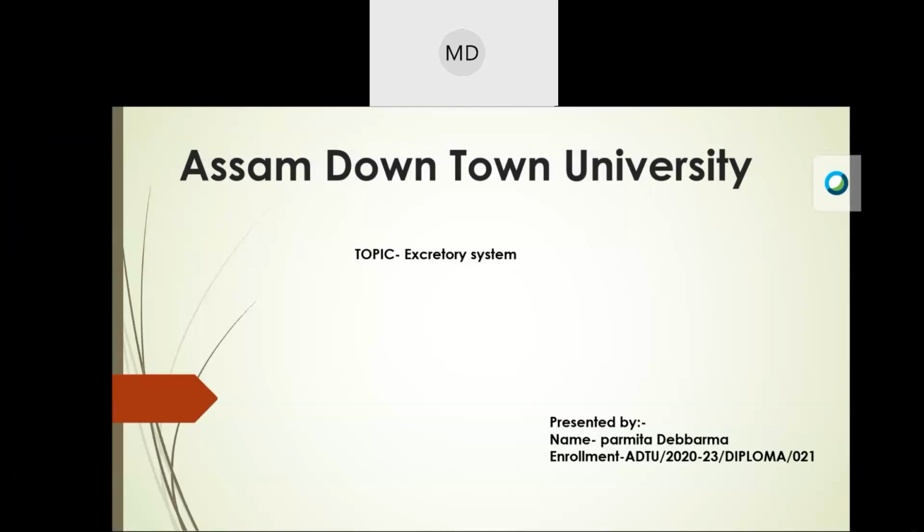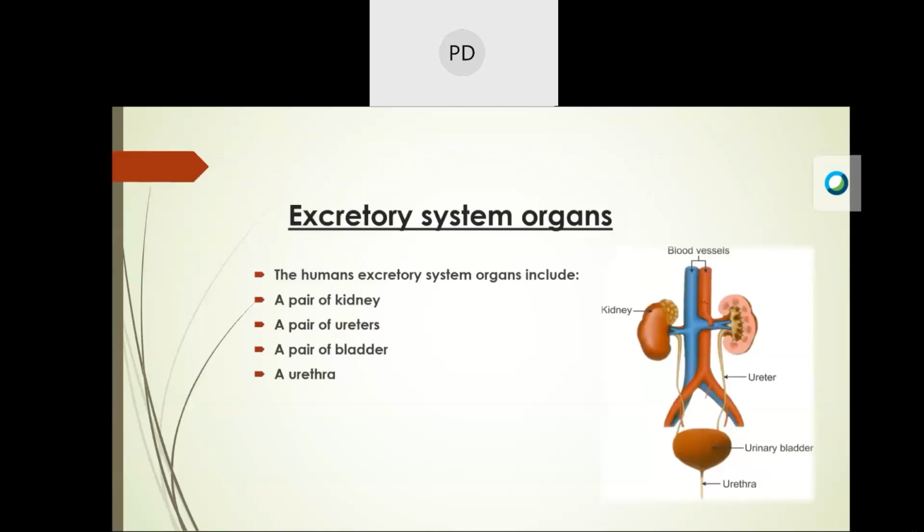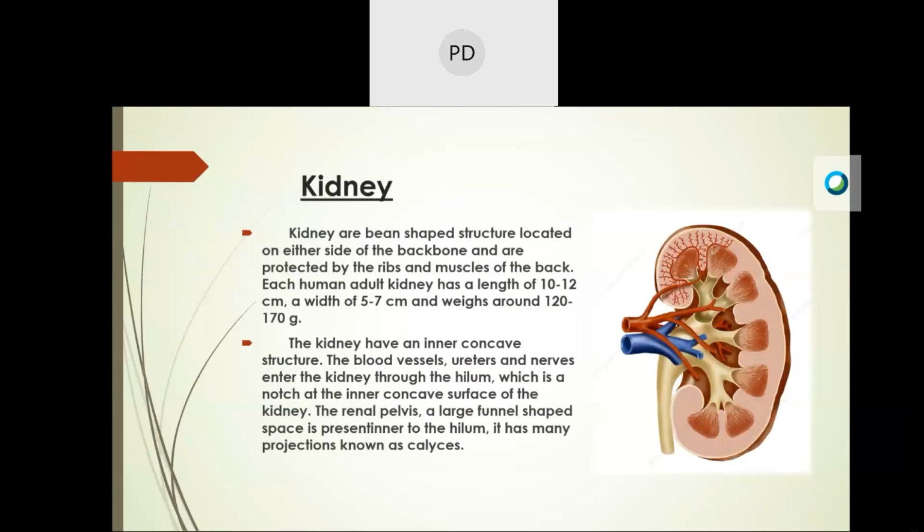Good morning, everyone. So today I'm going to do a presentation on excretory system. Excretory system organs. The human excretory system organs include a pair of kidney, a pair of ureters, a bladder, a urethra. Kidneys are bean-shaped structures located on either side of the backbone and are protected by the ribs and muscle of the back. Each human adult kidney has a length of 10 to 12 centimeter, a width of 5 to 7 centimeter, and weighs around 120 to 170 grams.